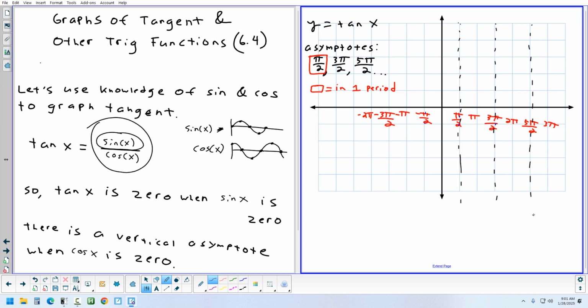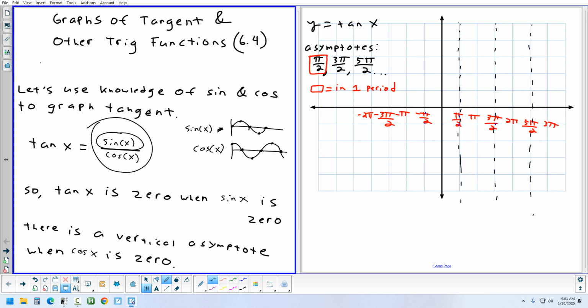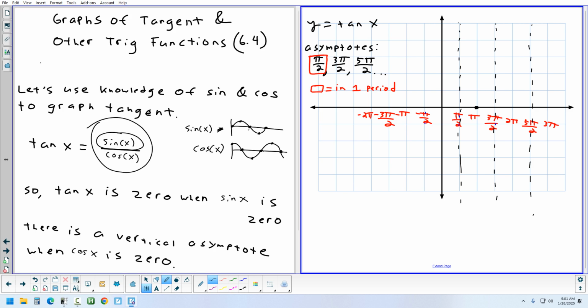Okay. But any question why I put those asymptotes where I did? Those are all the places where cosine crosses the x-axis, and that causes us to divide by 0. Now we said that the tangent is going to cross the x-axis whenever sine is 0. Well, one place where sine is 0 is right there, at pi. So I know the graph of tangent is going to go right through that point. It's also going to cross again at 2 pi. So the graph of tangent is going to go through that point.